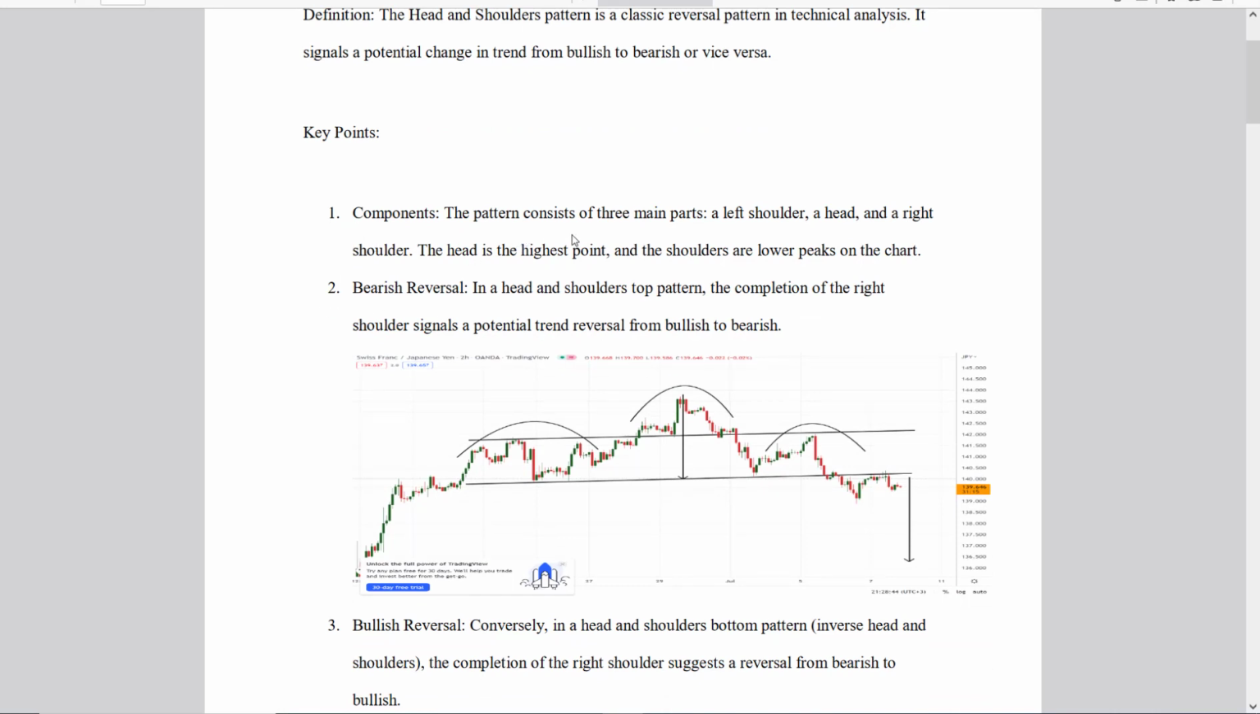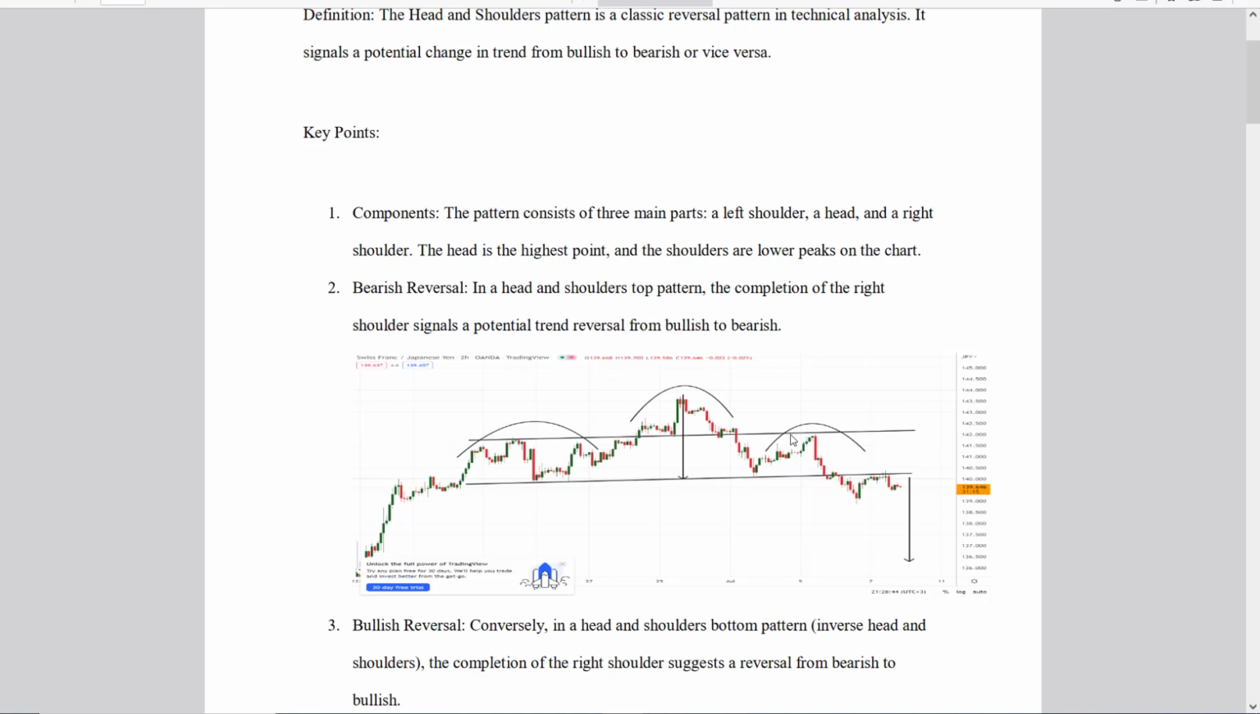Components. The pattern consists of three main parts. The reason as to why it's called head and shoulder: a left shoulder, which is, assume it's you. This is your left shoulder. A head, this is your head. A right shoulder, this is your right shoulder.